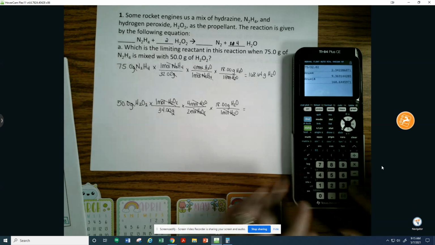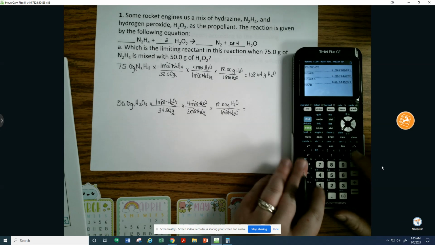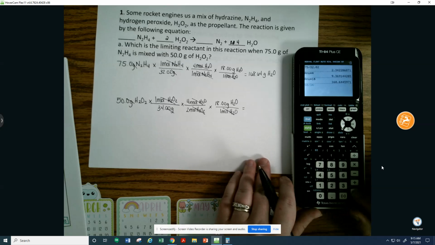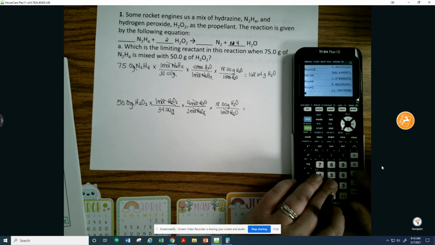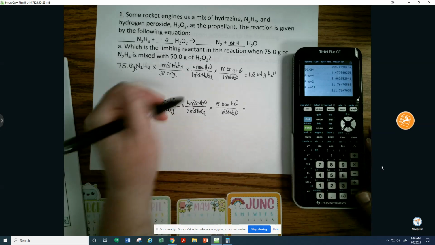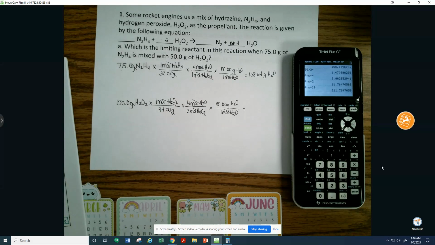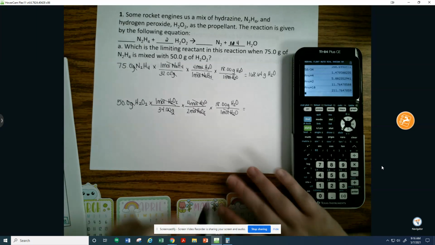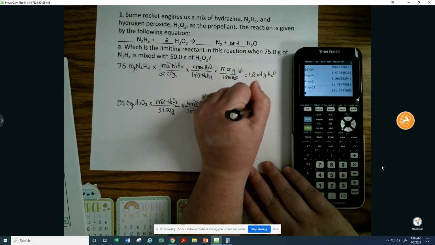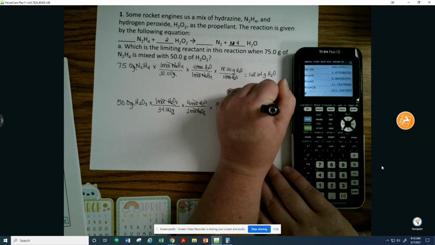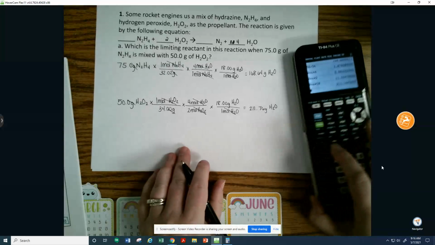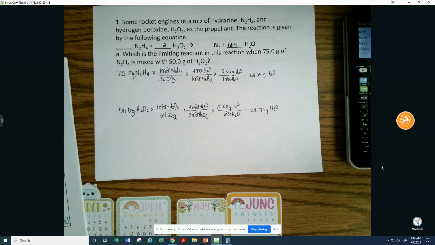And so again, we're going to take 50, divide that by the 34. What I'm going to do here is times by 4, divide by 2, times by 18. Yeah, you can just multiply by 2 here. Again, I wouldn't worry about simplifying it out. The math takes care of itself. So then we get 211.76 grams of water.